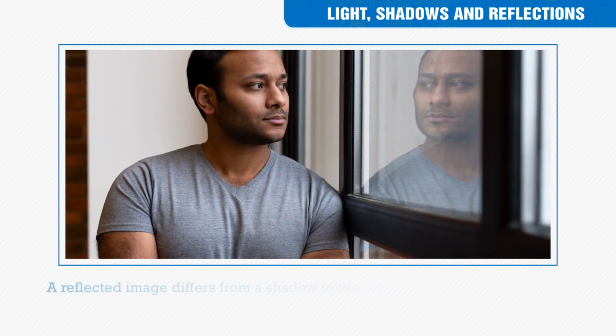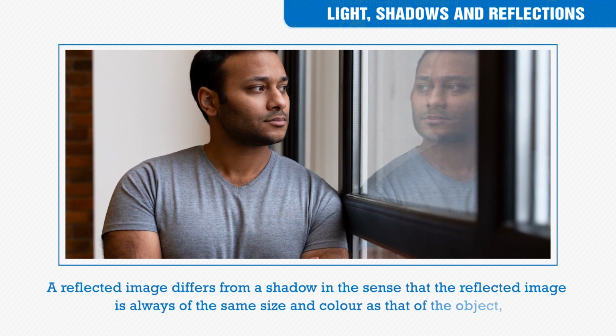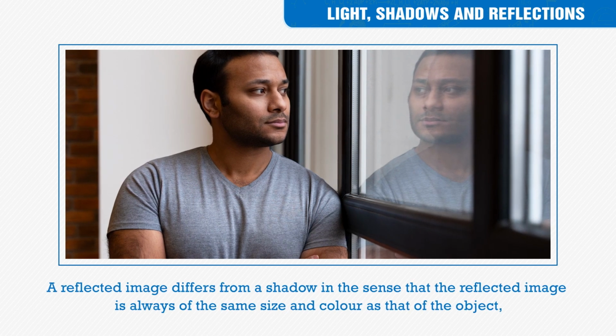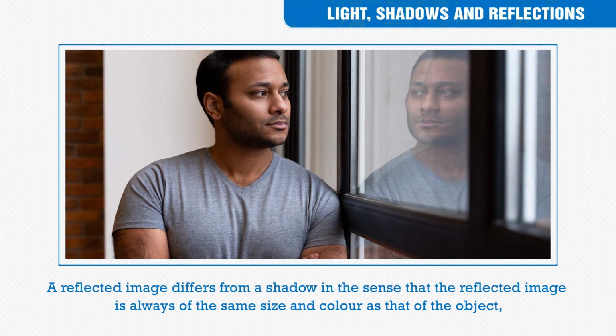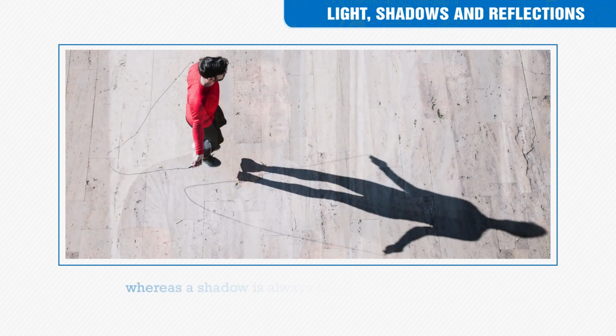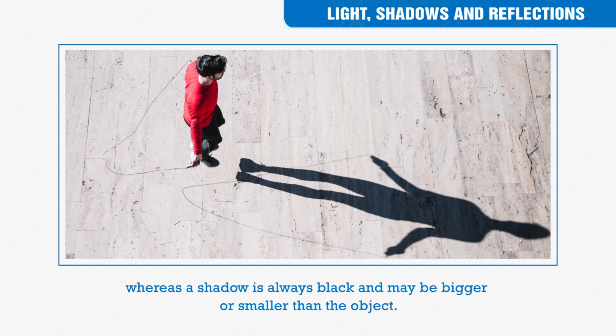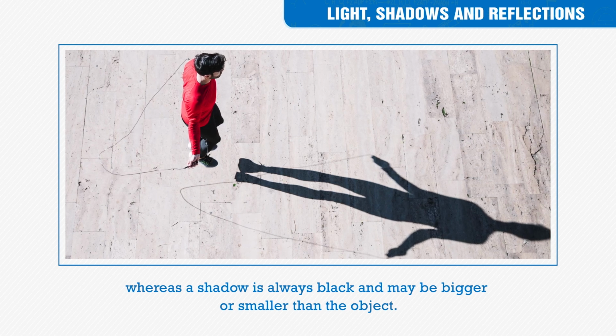A reflected image differs from a shadow in the sense that the reflected image is always of the same size and color as that of the object, whereas a shadow is always black and may be bigger or smaller than the object.